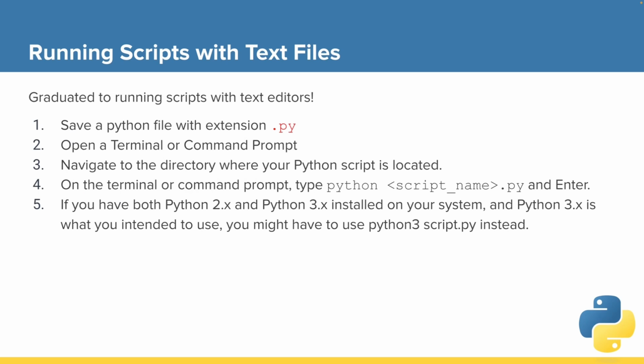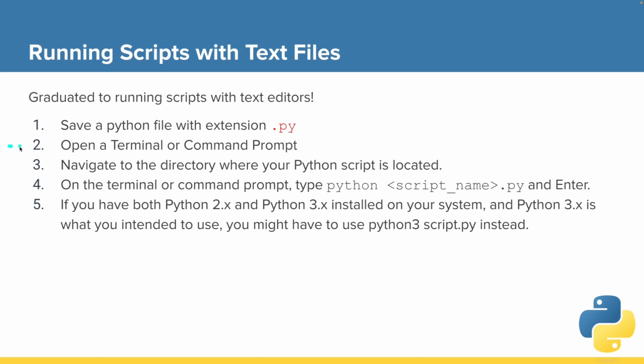So we can write some Python code, we can save the file, we can edit it later, and we can run it. So how we run Python scripts with text files is just a few simple steps, and we will demonstrate these. We want to save a Python file, first of all, with the extension .py. So myscript.py, for example. And that lets our systems know that it's a Python file.